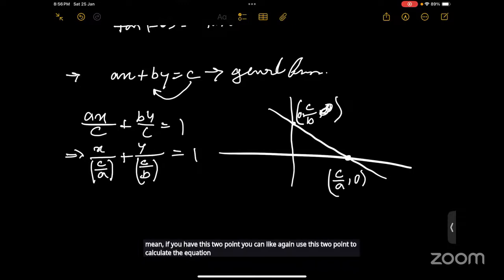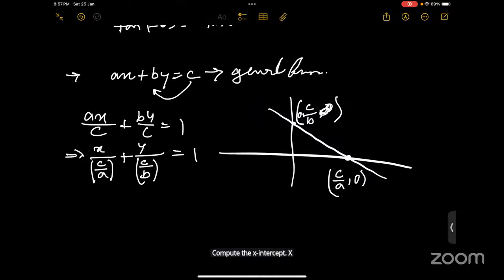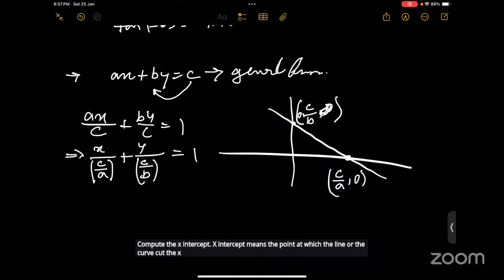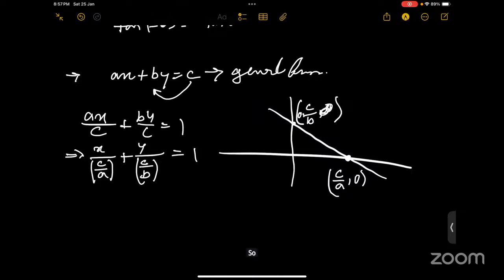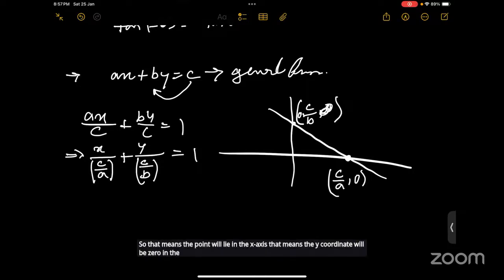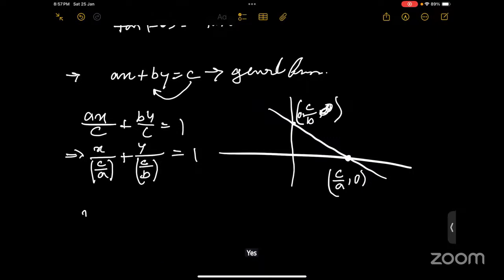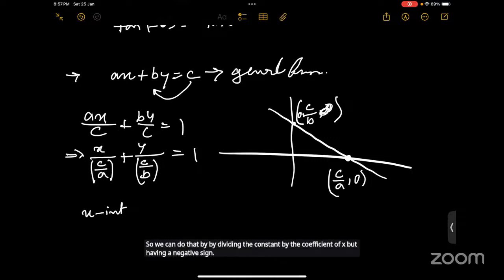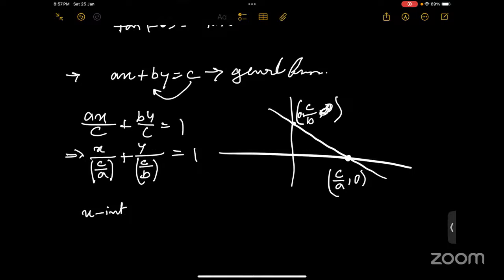But typically, if I have any equation, how will you compute the x-intercept? The x-intercept means the point at which the line or the curve will cut the x-axis, right? So that means the point will lie on the x-axis, which means the y-coordinate will be 0 at that point, right? Yes, ma'am. We can do that by dividing the constant by the coefficient of x, but having a negative sign. Yeah, sign doesn't matter here.